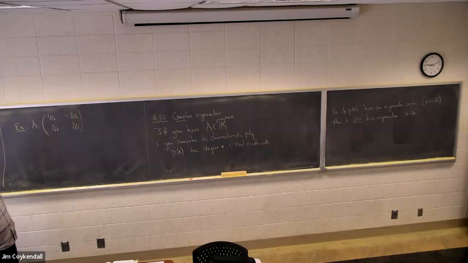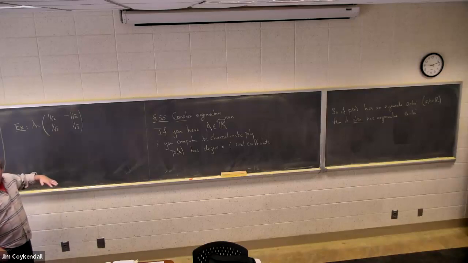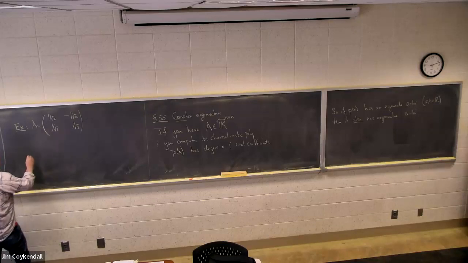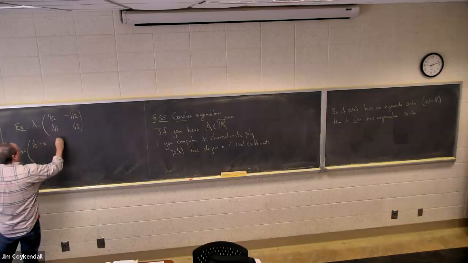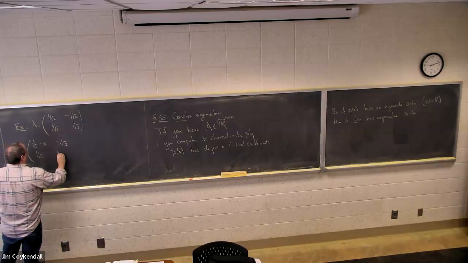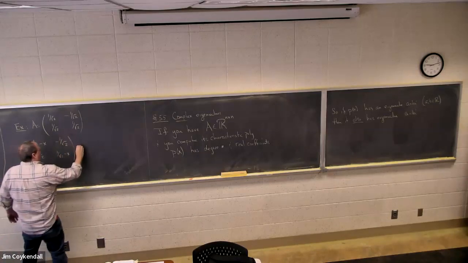By the way, anybody know what this matrix does? It rotates the plane by a certain angle, 45 degrees. So you might see if you can figure that out. Well, let's find the characteristic polynomial. Let's look at the determinant of 1 over radical 2 minus x, minus 1 over radical 2, 1 over radical 2, 1 over radical 2 minus x.